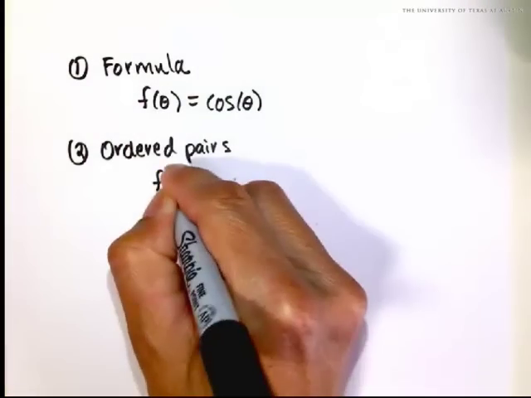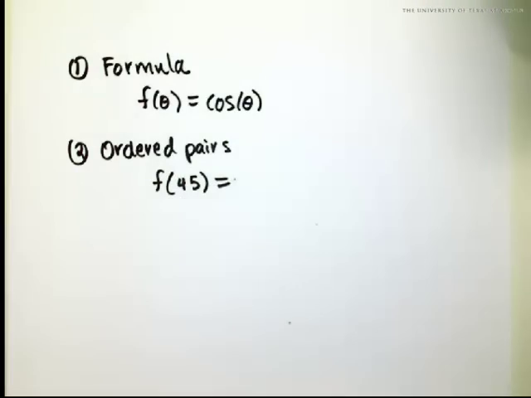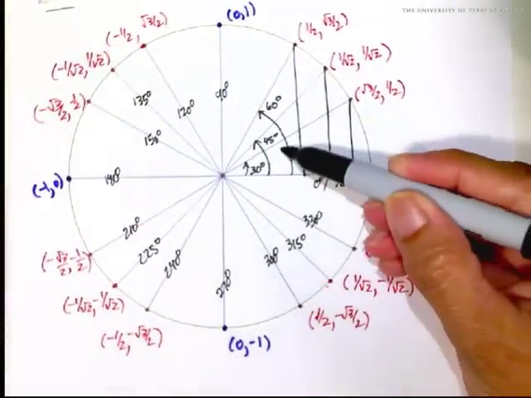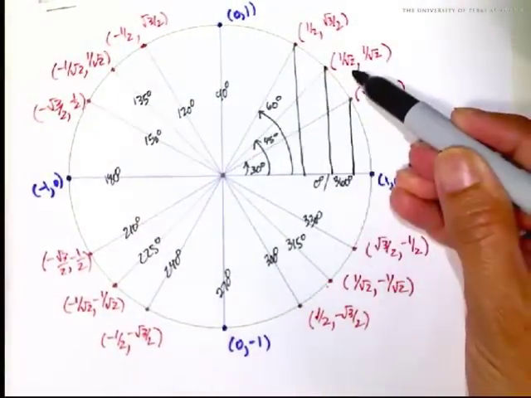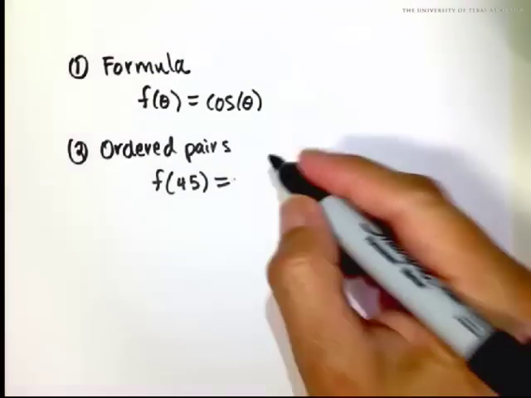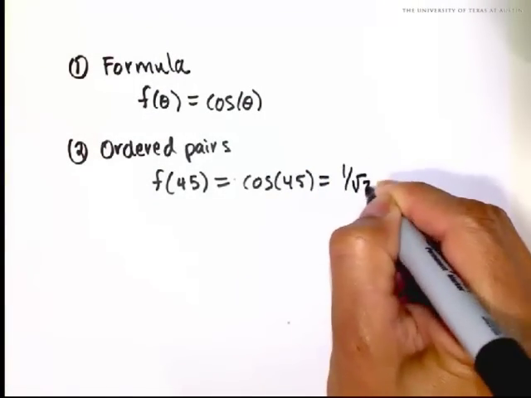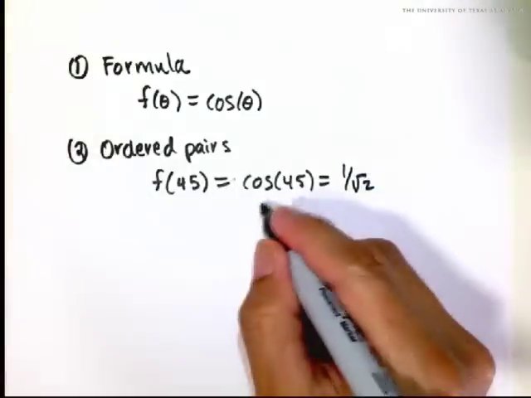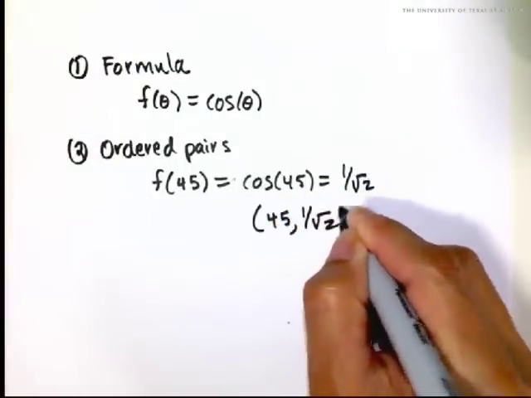So let's look at f of 45. Well, remember, if we pull up our unit circle, f of 45, 45 degrees goes into my f box, and out comes the first coordinate. So f of 45 is cosine of 45, which is 1 over the square root of 2. So an ordered pair would be 45, 1 over the square root of 2.